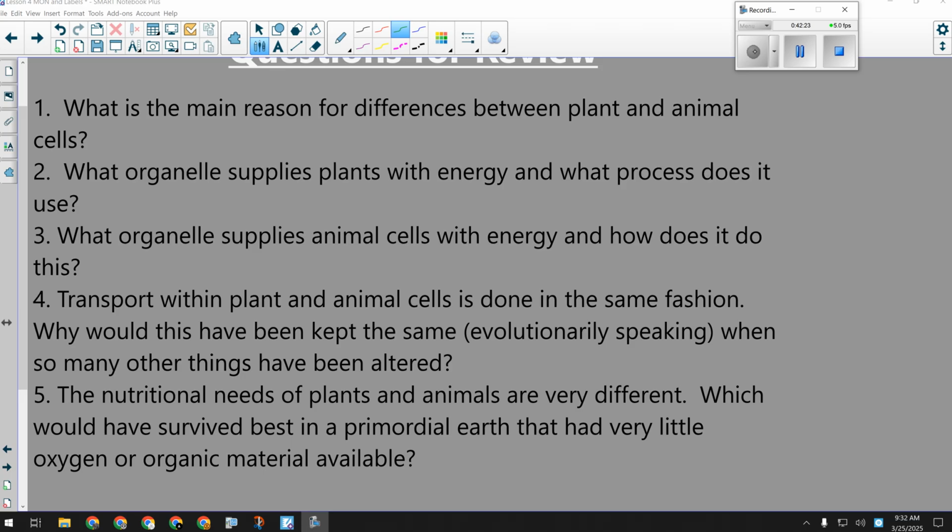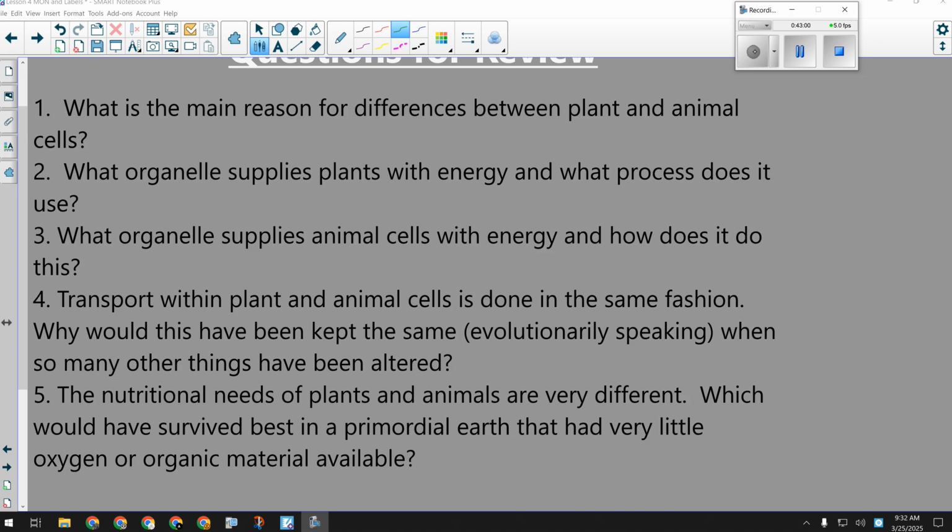Okay, so what 3 words are the answer to number 1? Modes of nutrition, exactly. That's the reason for the differences. Okay, what organelle supplies plants with energy? Chloroplast. The chloroplast is what carries out photosynthesis. Yes, mitochondria are going to carry out the cellular respiration, but they have to have something to burn, and it's the chloroplast that makes the glucose. So it's chloroplast here for number 2, and photosynthesis is the process.